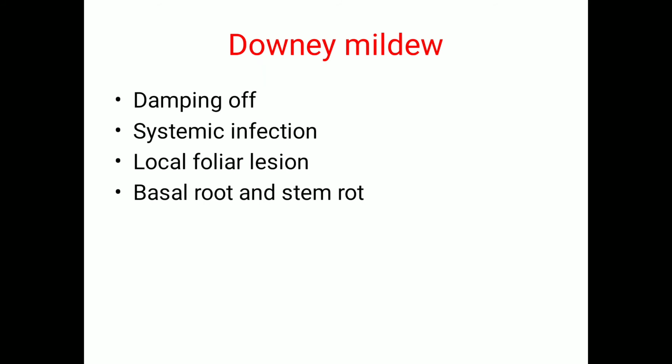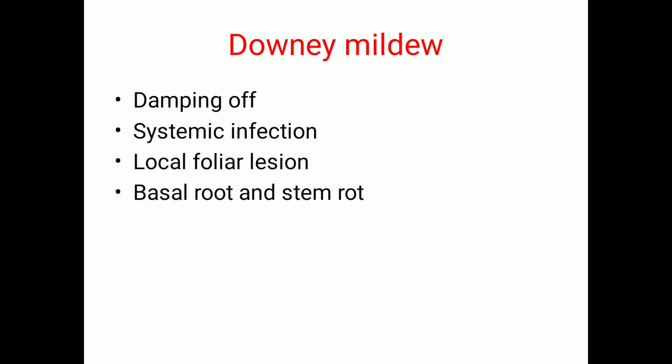Regarding local foliar lesions, here greenish yellow spots are observed on the leaves as a result of the secondary infection. Such lesions or spots may be connected or coalesce with each other. Due to that, such spots coalesce or connect with each other, and it becomes a large lesion.